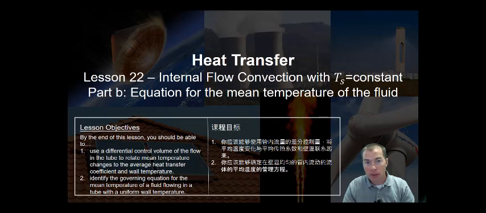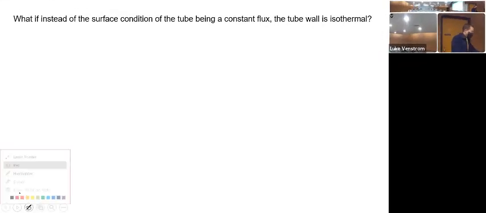As you will see, the way that the mean temperature of the flowing fluid changes in a constant temperature tube or duct is very different than how the mean temperature changes in a tube or duct subjected to a constant and uniform wall flux. On with the lesson. Let's check our guess.